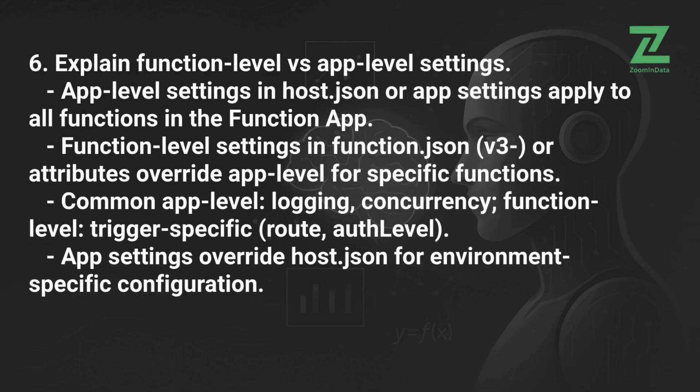6. Explain function-level versus app-level settings. App-level settings in host.json or app settings apply to all functions in the function app. Function-level settings in function.json (v3) or attributes override app-level settings for specific functions. Common app-level settings are logging and concurrency; function-level settings are trigger specific, such as route and auth level. App settings override host.json for environment-specific configuration.